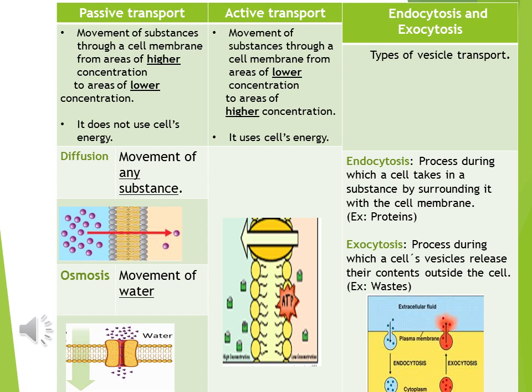Endocytosis and exocytosis are types of vesicle transport. Endocytosis is a process during which a cell takes in a substance by surrounding it with a cell membrane, for example proteins. Exocytosis is a process during which a cell's vesicles release their contents outside the cell, for example wastes.